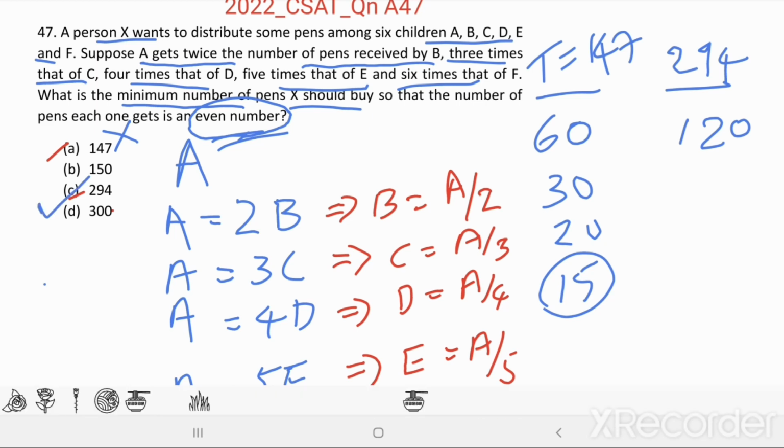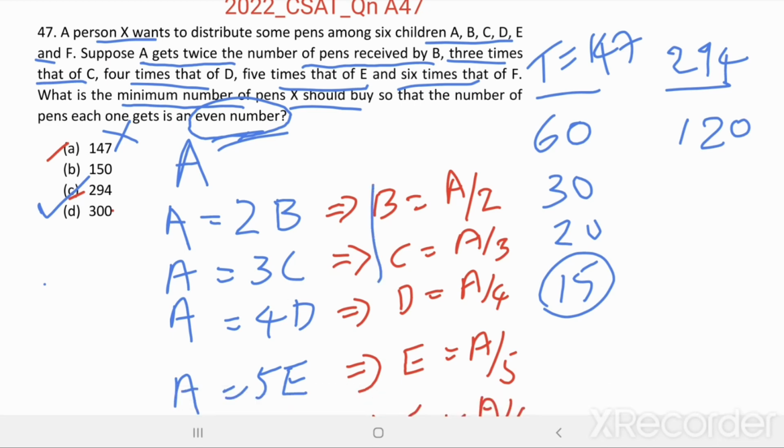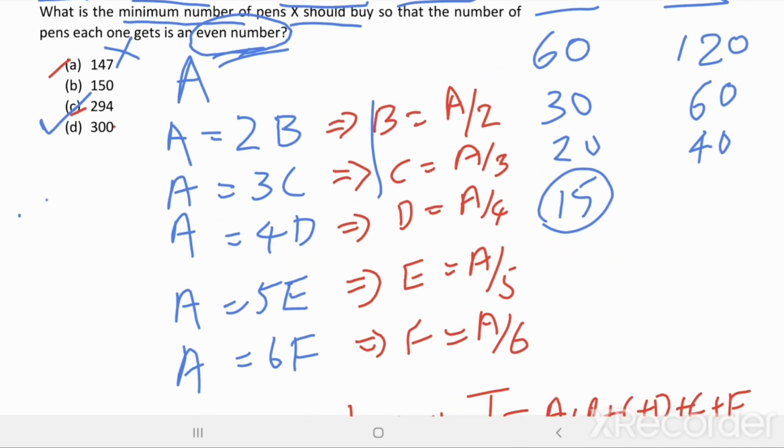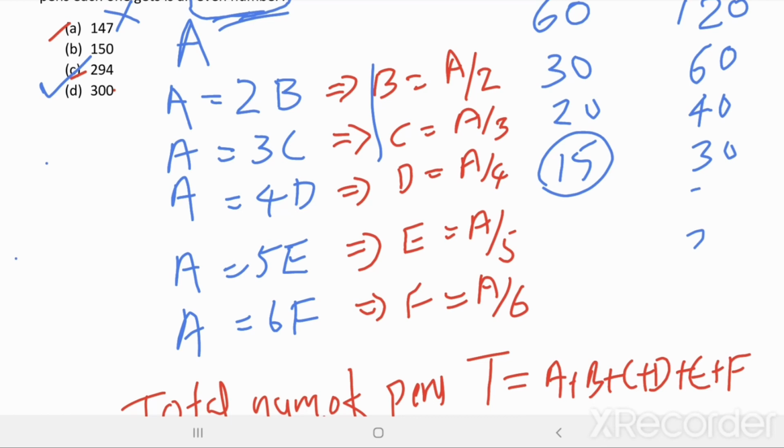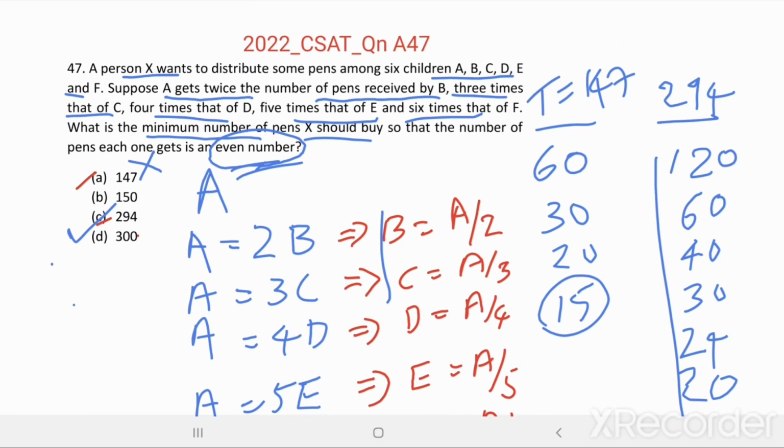Now let us see the values of other members when A equal to 120. B equal to 120 by 2 equal to 60. C equal to 120 by 3, 40. D equal to 120 divided by 4 is equal to 30. E equal to 120 divided by 5 equal to 24. And F equal to 120 divided by 6 equal to 20. All these are even numbers. So option C is the right answer. Total number of pens equal to 294.